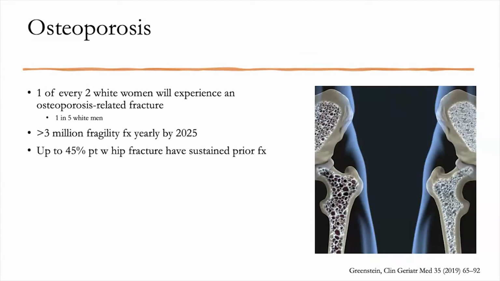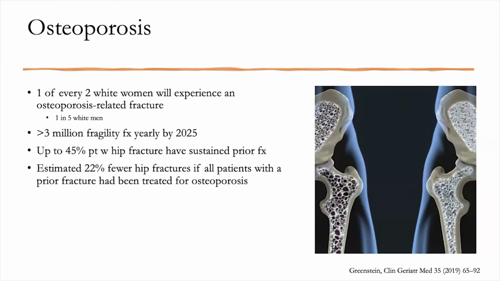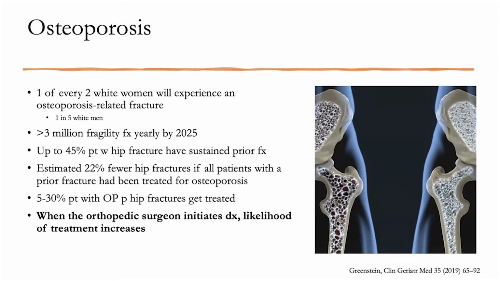And this is important. Up to 45% of patients who have hip fractures that you see in the hospital have had prior fractures. And if these patients had, following their previous fragility fracture, been treated appropriately for osteoporosis, we estimate we could reduce the burden of hip fractures by up to 22%. So I hope this is something we're doing. As it is, what the data finds is that only 5 to 30% of patients who are osteoporotic, who have hip fractures, actually get treated following their discharge.